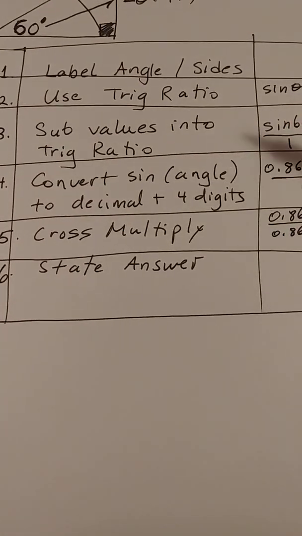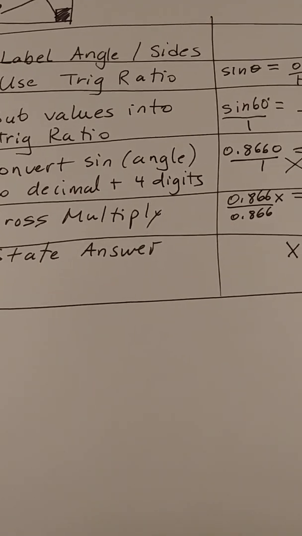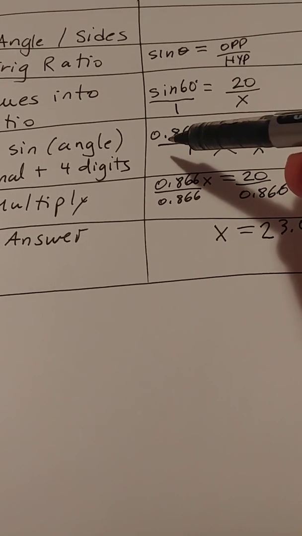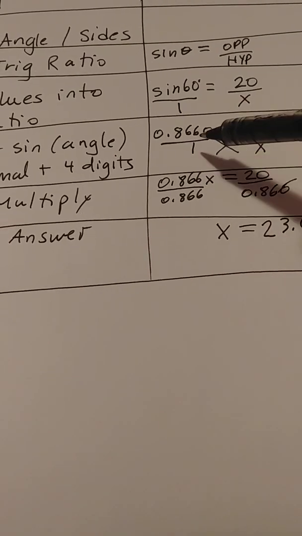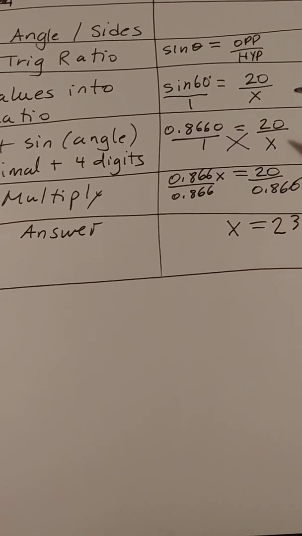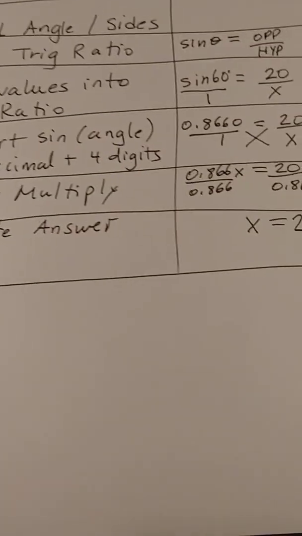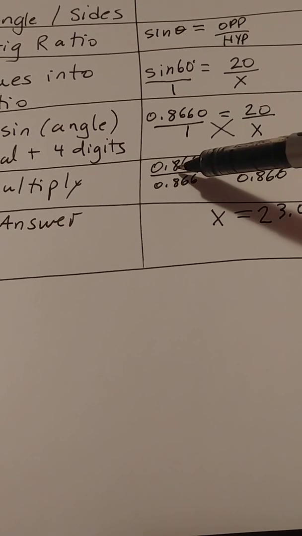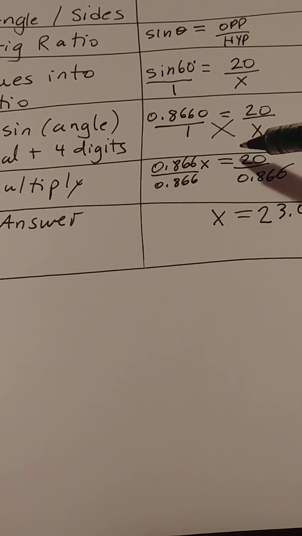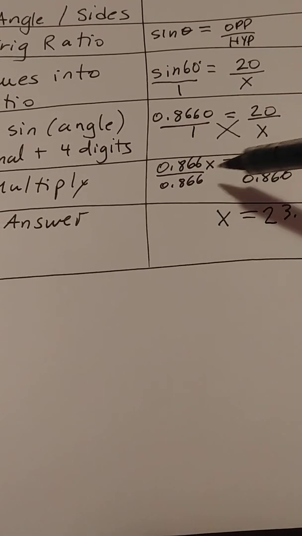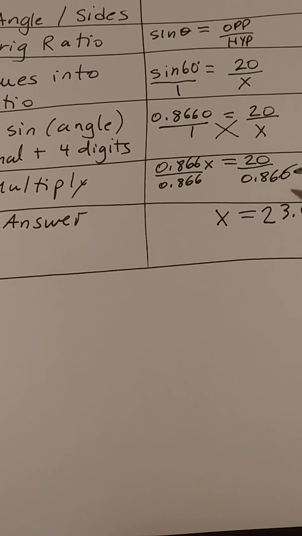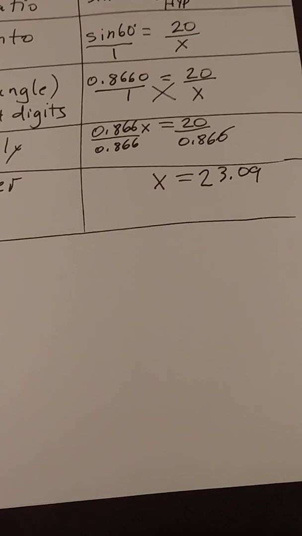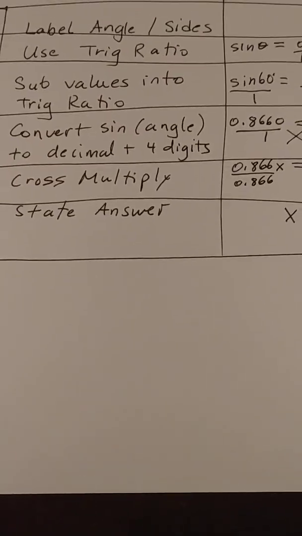Then we converted the sine of the angle to 4 decimal places. We used our calculator to determine 0.8660 divided by 1 was equal to 20 divided by x. We cross-multiplied, and then we got 0.866x equals 20. We divided both sides by 0.866 to isolate for x, and we claimed that x is 23.09 units. Very good.